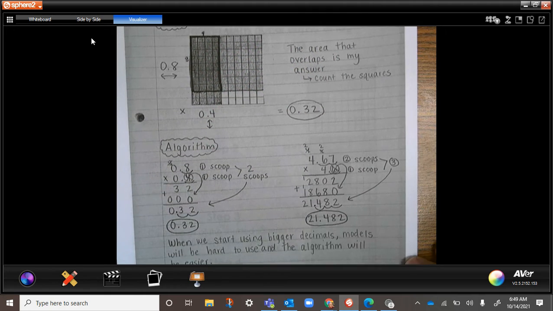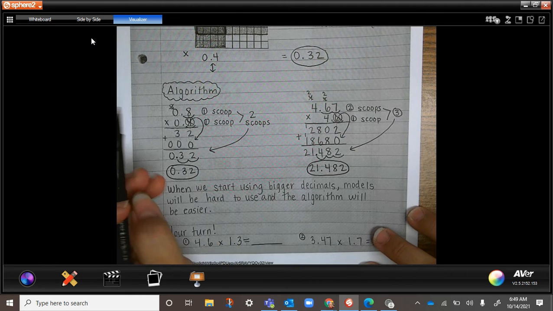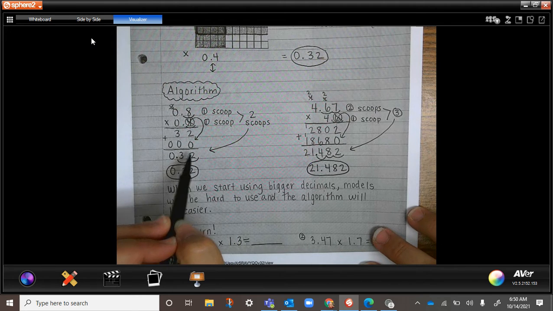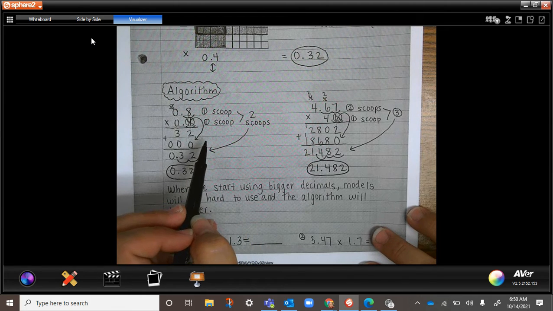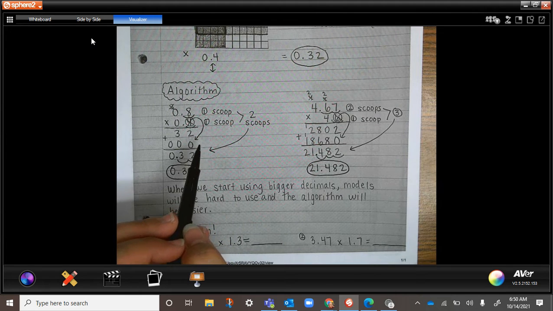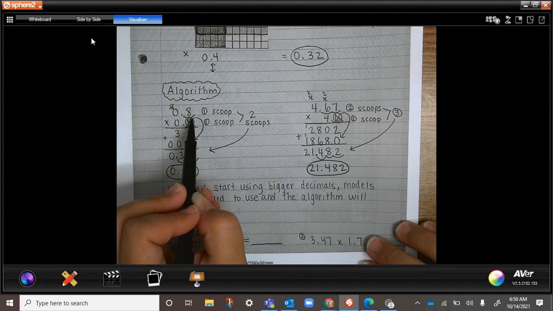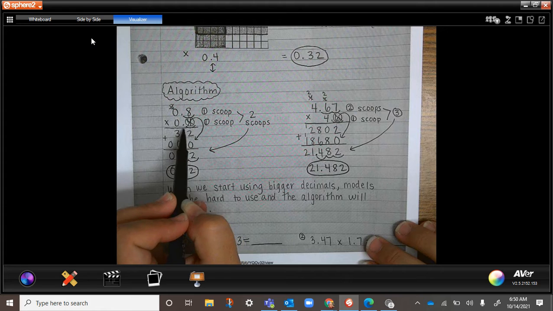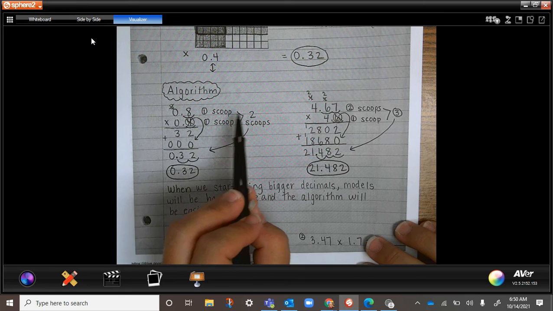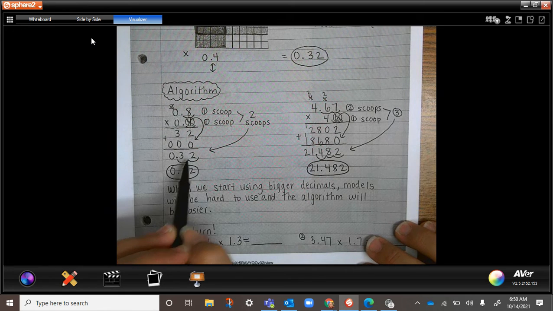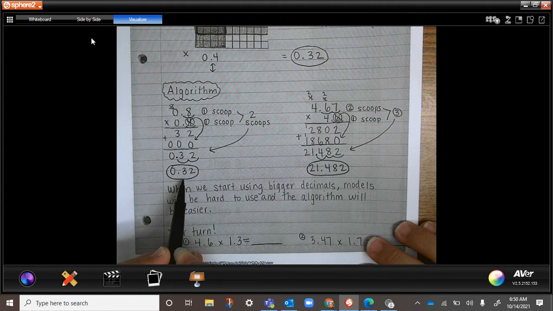With the algorithm, same thing. You're going to line them up and you're going to multiply just like you do normally, and you're going to count the scoops. But this time you're going to have scoops in 2 spots because you have a decimal in the first number and you have a decimal in the second number. So on 8 tenths, you've got 1 scoop. 4 tenths, you've got another scoop. So 1 scoop and 1 scoop equals 2 scoops. So when you get to your answer, 8 times 4 is 32, you've got to do your 2 scoops. 1 scoop, 2 scoops. So 32 hundredths.